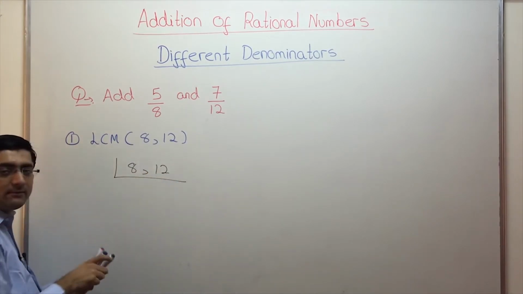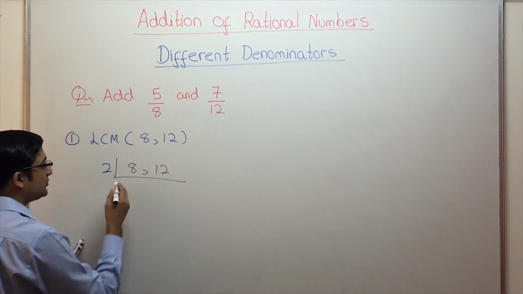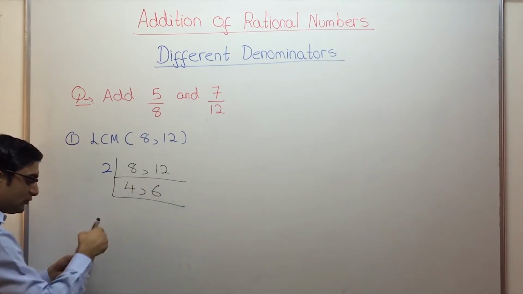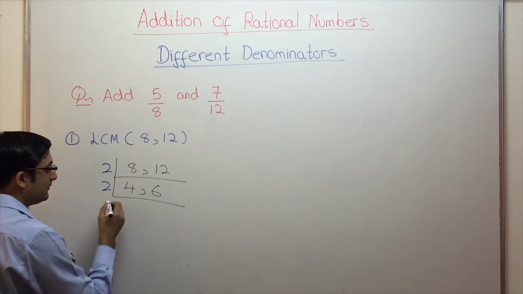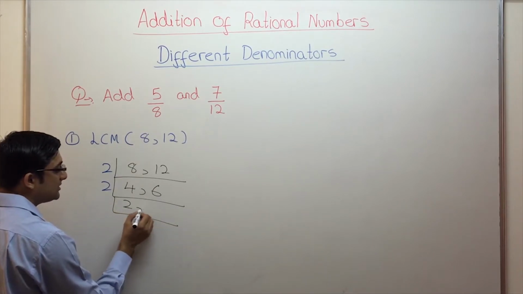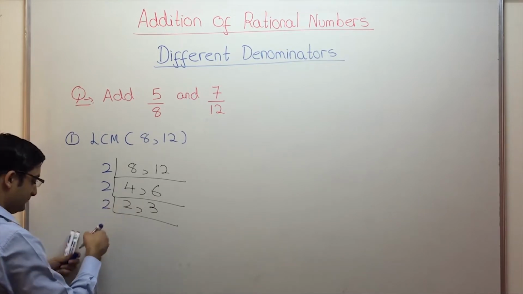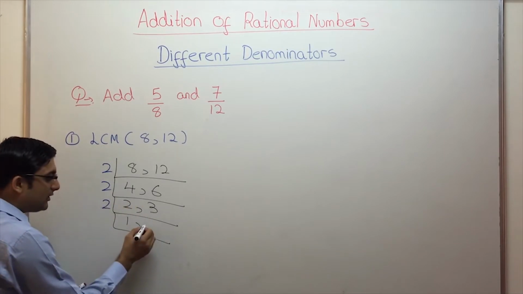So which is the smallest prime number? 2. Does it divide any of these? Yes. So divide by 2. So we get 8 divided by 2, 4, 12 divided by 2, 6. Does 2 divide any of these? It divides both. So divide by 2, 4 divided by 2, 2, 6 divided by 2, 3. We have a 2 over here, so again divide by 2. So we get 2 divided by 2, 1. 3 is not divisible by 2, copy it.